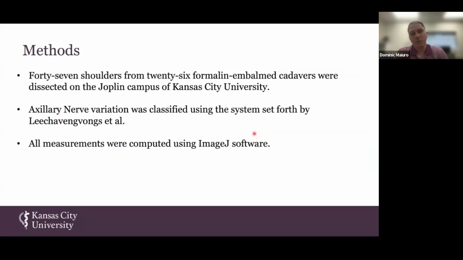Okay, so methods. I was able to harvest 47 shoulders from 26 formalin-embalmed cadavers here on the Joplin campus. The axillary nerve variation was classified as set forth by Lee. I'm sorry, I can't pronounce her name. If she ever finds out that I can't, I'm sorry in advance, please forgive me, but we're going to refer to her as Lee. Okay. All measurements were made with ImageJ software.